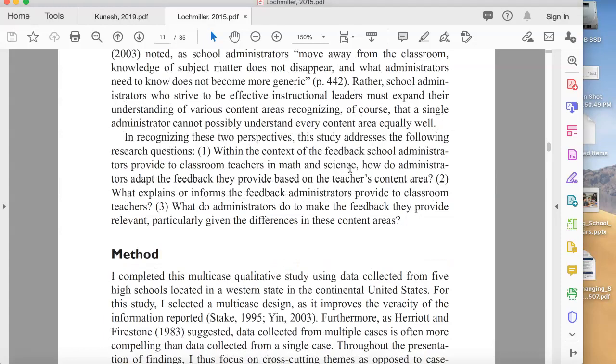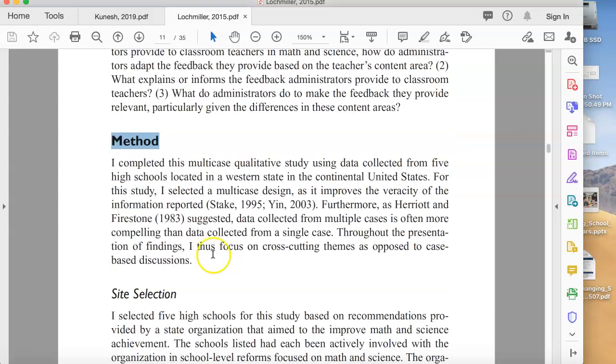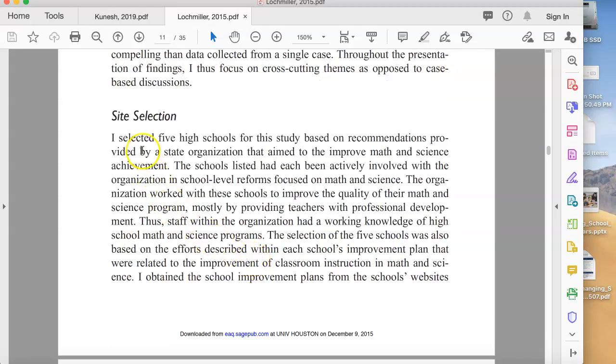So we read this, and then he comes to the method. And the method is basically, how did I design my study and what did I do? So in this case, I believe he has a case, a multi-case study or comparative case study. And here he says, this is how I selected my school. So this is important. You want to think about, okay, so what kind of design? Comparative case study. So that goes in your notes.